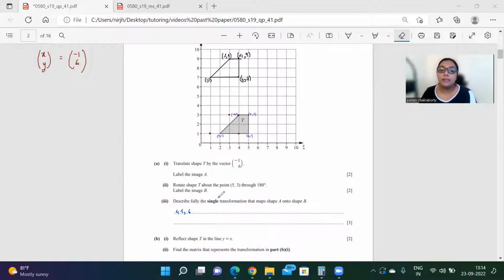This is what happens of the first. So this becomes our image A. This is our image A. This is how we write A. Now what do we need to do?